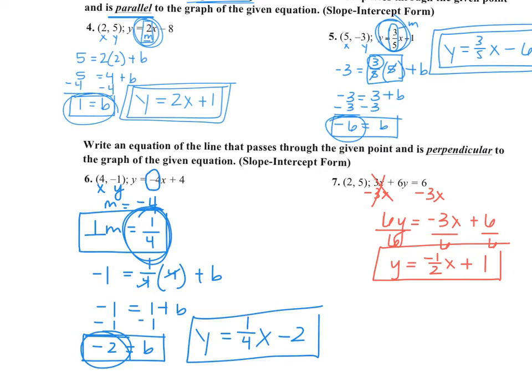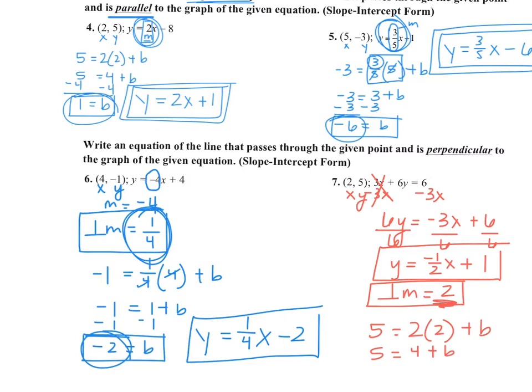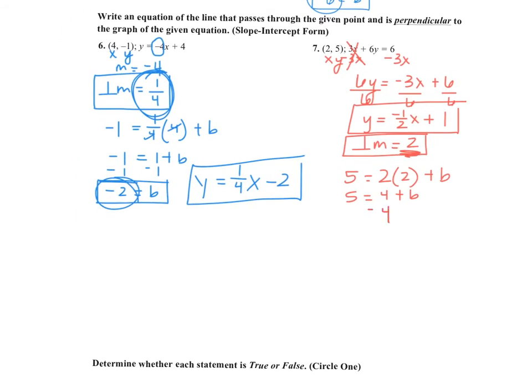So perpendicular to that, if I have a -1/2, my opposite reciprocal, my perpendicular slope, is going to be a +2. So here's my slope, here's my x and my y up top, the 2 and the 5, and I'm going to say y equals m times x plus b. So 5 equals 4 plus b, and we're going to take away the 4. So 1 is my b value, so it's going to be y equals my perpendicular slope, 2 times x plus 1.